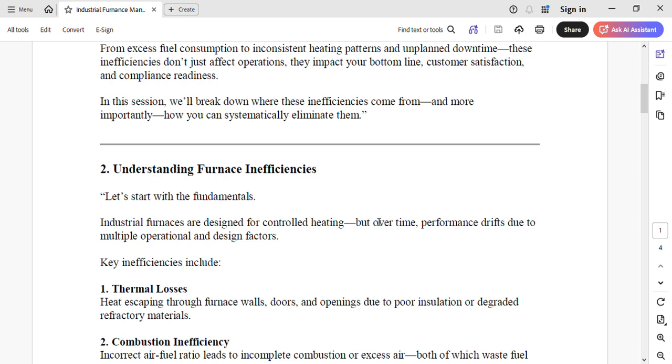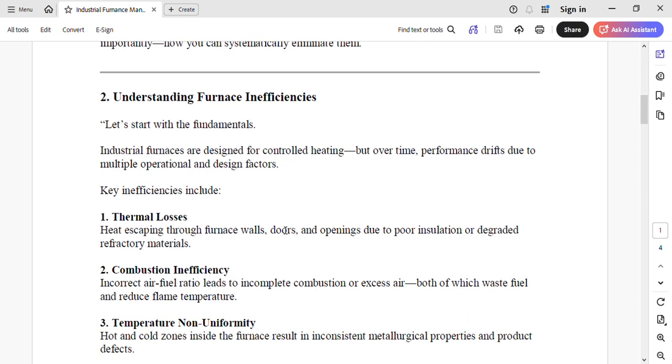Now, second is understanding furnace inefficiencies. Let us start with the fundamentals. Industrial furnaces are designed for controlled heating, but over time, performance dips due to multiple operational and design factors. Key inefficiencies include first, thermal losses, heat escaping through furnace walls, doors, and openings due to poor insulation or degraded refractory materials. Second, combustion inefficiency.